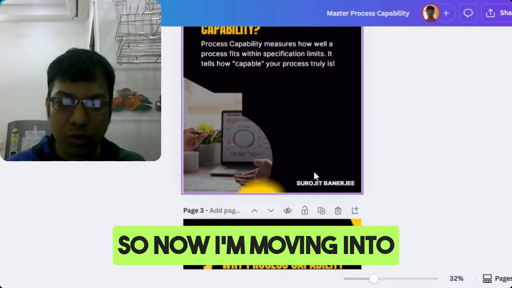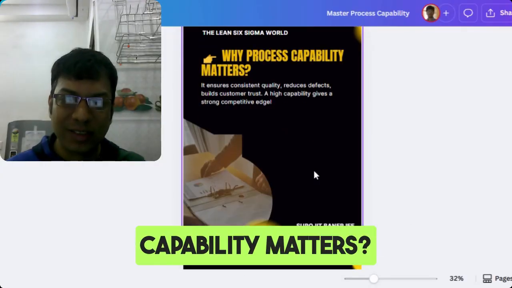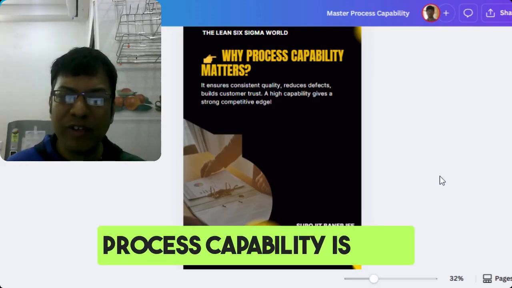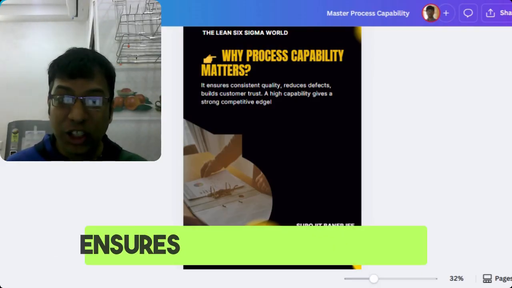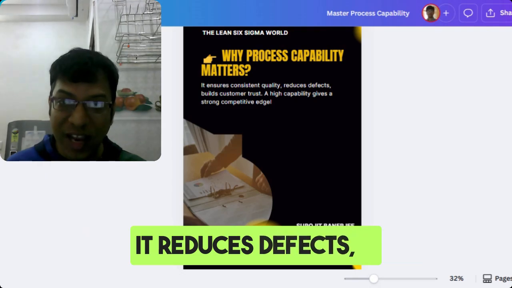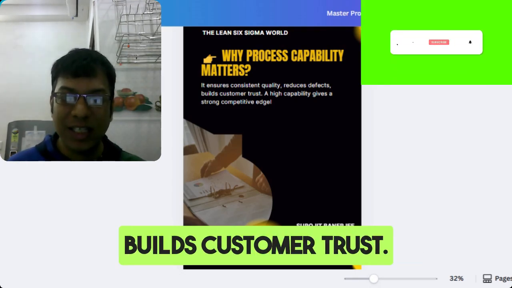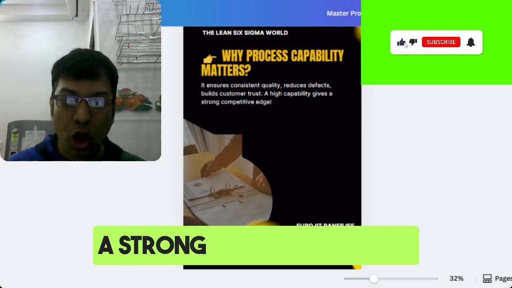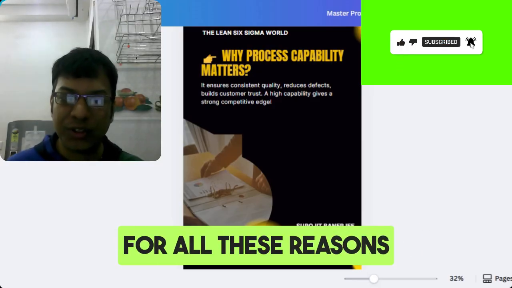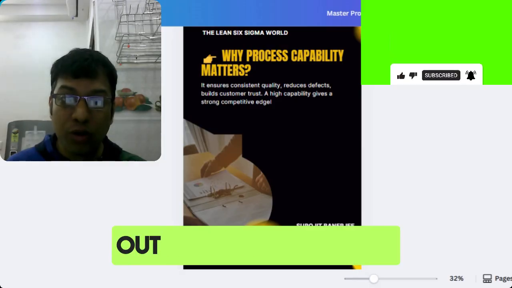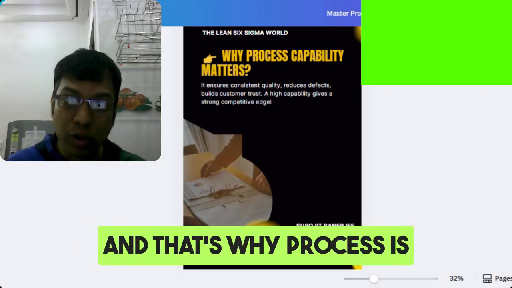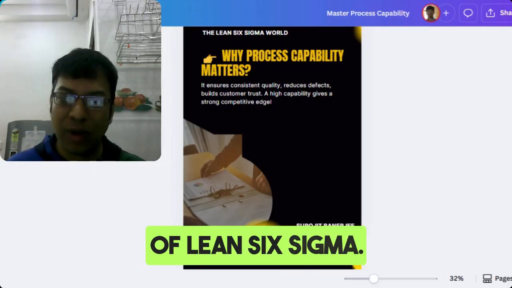So now I'm moving into why process capability matters. Process capability is very important because it ensures consistent quality, it reduces defects, it builds customer trust. A high capability gives a strong competitive edge. For all these reasons, we need to find out process capability, and that's why process capability is so important in the journey of Lean Six Sigma.